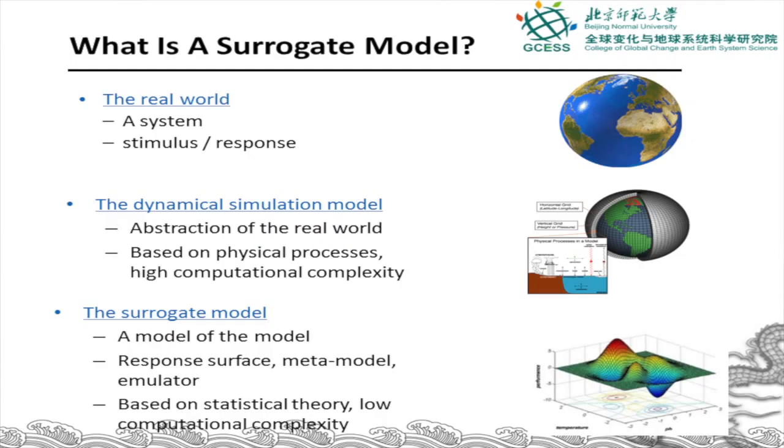And now let's talk about surrogate models. Okay, I have to go fast. Here is the real world, the spinning Earth. You can look at this as a system with a stimulus, of course, the sun, the solar radiation, or the gravity, with the Earth spinning around the sun. Then of course you can use a dynamic model to represent this. It is based on physical processes and very computationally expensive.